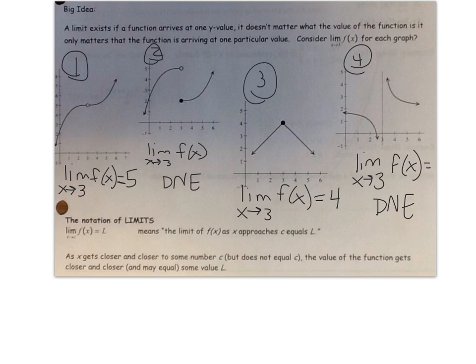So there's a little below about the notation of limits. The limit as x approaches c of f of x equals L means the limit of f of x as x approaches c equals L. So that's just interpreting the symbols.